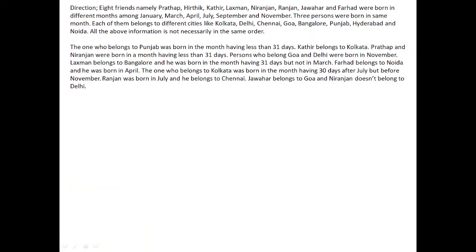Here 8 friends are given: Pratap, Ritik, Kathir, Laxman, Niranjan, Ranjan, Jahor, Farhad were born in different months among January, March, April, July, September, November. 3 persons were born in the same month. Definitely, because 6 months are given and 8 friends. So 2 extra means these 2 are going in some particular month. That's why 3 persons were born in any specific month.